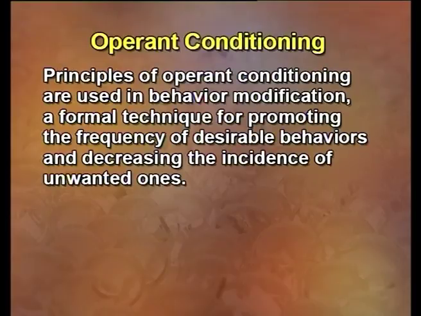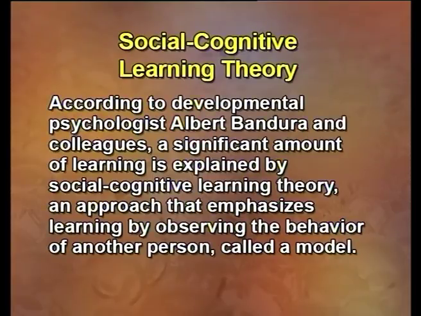Principles of operant conditioning are used in what is called behavior modification. It's a formal technique for promoting the frequency of desirable behaviors and decreasing the incidence of unwanted or undesirable behavior. We will talk about yet another theory when it comes to behavioral perspective, the social cognitive learning theory. According to developmental psychologist Albert Bandura and his colleagues, a significant amount of learning is explained by social cognitive learning theory. And this theory is an approach.